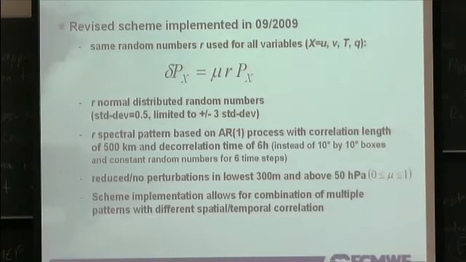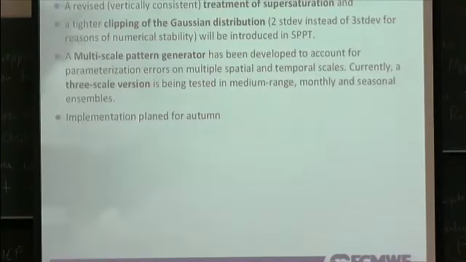And the code already allows to have multiple patterns for different temporal and spatial scales, and that's exactly what the next step is. The next step is to use a multi-scale pattern with 3 different scales in space and time. I give you the numbers on the next slide, and this is planned to be implemented soon in autumn. And it also contains some more specialized changes. It has a different treatment of supersaturations, because by perturbing your tendencies you can force the model into a range where the model is supersaturated, and you want to avoid this.